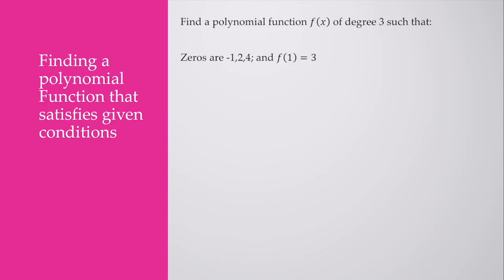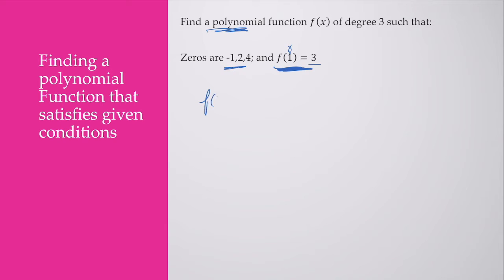We can also use zeros to find polynomials of a given degree that satisfy specific conditions. So let's say I want to find a polynomial. It's not going to be the only polynomial. There are multiple polynomials that could have these zeros, but I have a given value that when x is 1, y is 3. So that gives us some specifics. So my zeros are negative 1, 2, and 4.